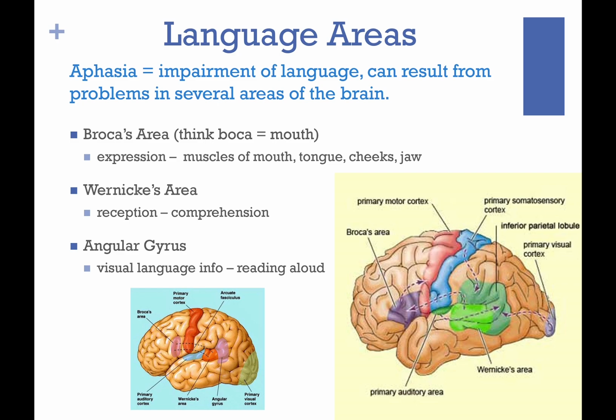Broca's area is what's going to allow you to physically form the words with your mouth. It's the expression of language, the control of muscular movement of the mouth, the tongue, the jaw, and the cheek so that you can form letters.